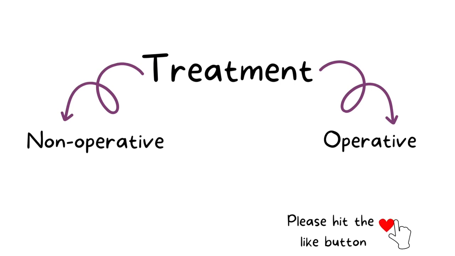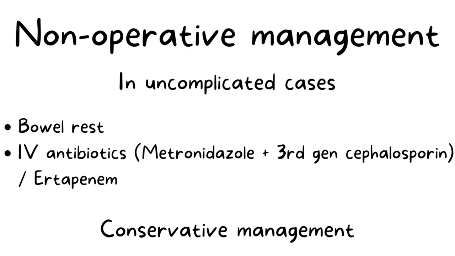Now, treatment of appendicitis includes non-operative and operative methods. Non-operative management is done in uncomplicated patients, so it includes keeping the patient nil per oral, which is called bowel rest, then giving IV antibiotics, usually a combination of metronidazole and a third generation cephalosporin to cover both anaerobic and aerobic bacteria. Then recently, a single dose of ertapenem has been found to be very effective. This is called conservative management.